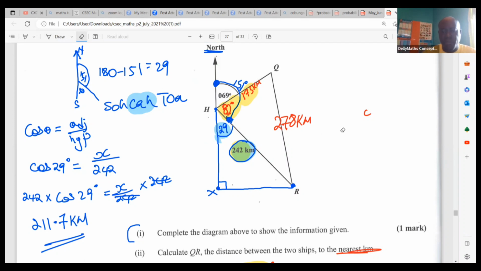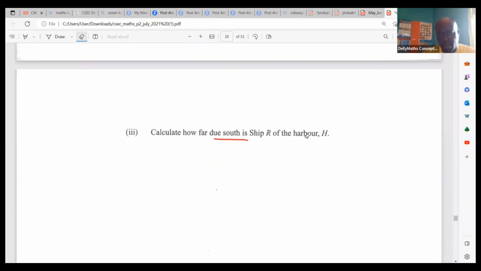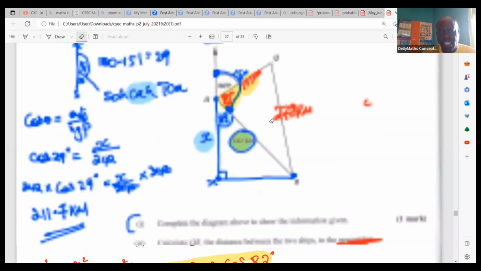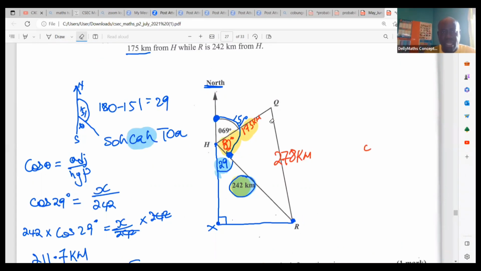Now, so this distance X right here, right? If they didn't give any specific instruction on rounding, and we'd never get any specific instruction, so I'm going to leave it as 211.7 km.